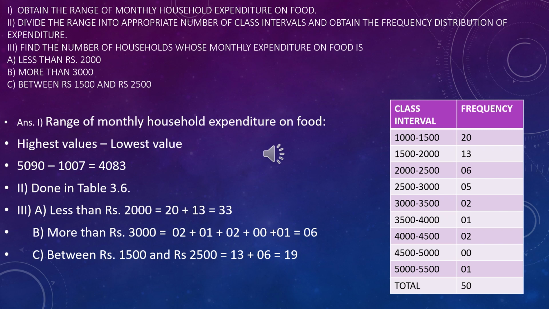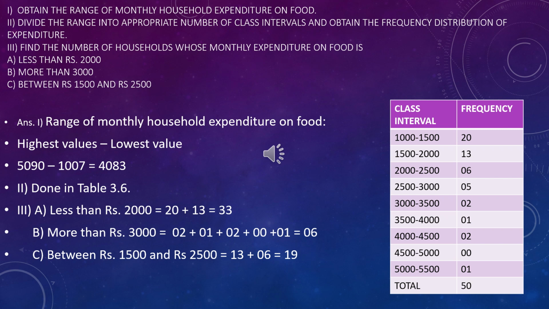The next question is: divide the range into an appropriate number of class intervals and obtain the frequency distribution of expenditure. So we have already done that in the prior table, which is table 3.6. So this answer has already been done in table 3.6.